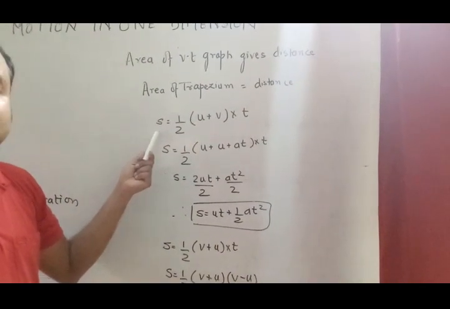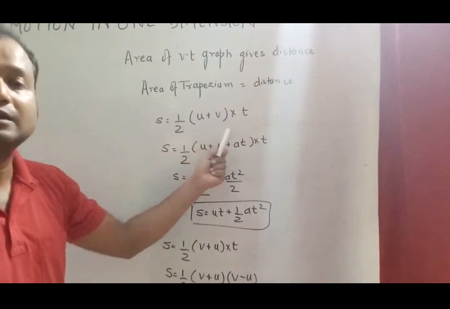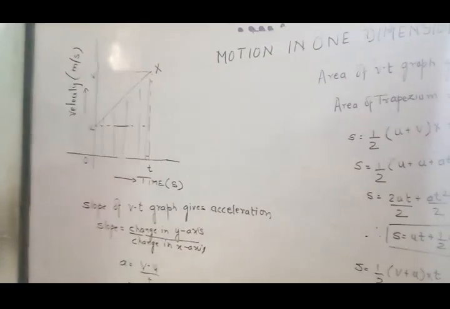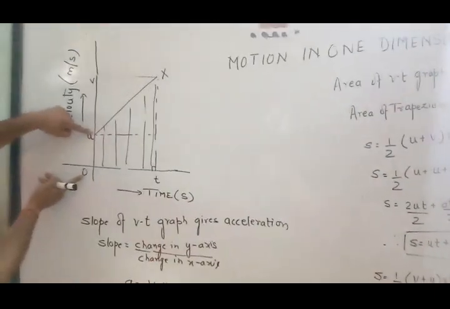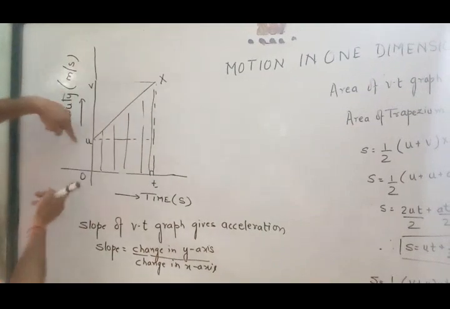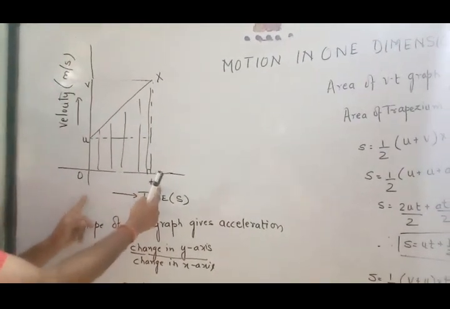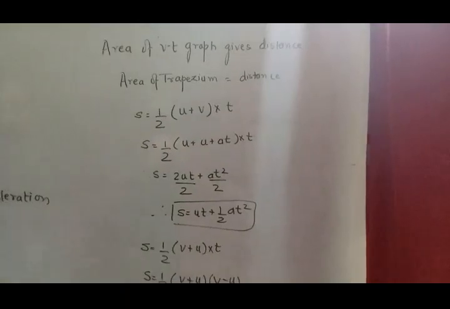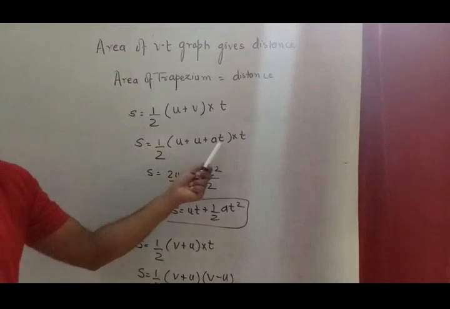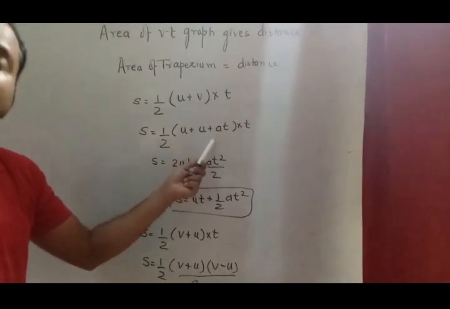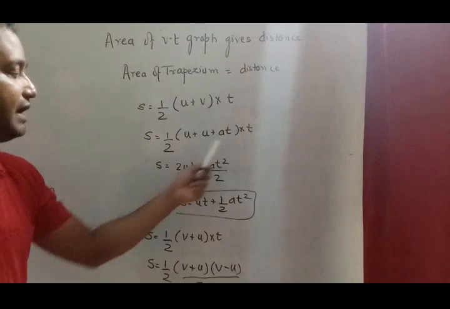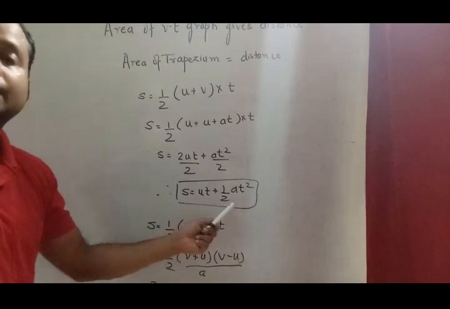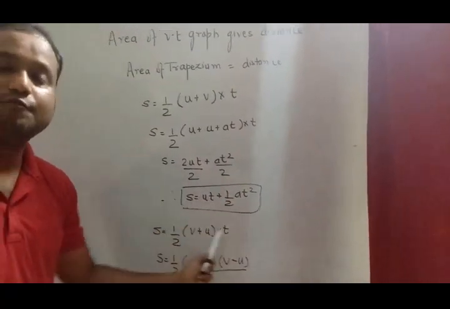And the area of a trapezium, as we know, is half the sum of parallel sides multiplied by the perpendicular distance. As you can see, the parallel sides over here are this U and this V. These are parallel sides, and this is the perpendicular distance T, which I have written over here: half U plus V multiplied by T. We already have proved that V is U plus AT, which I wrote over here from the first equation of motion. On simplifying this, opening up the bracket and simplifying, we get S equals UT plus half AT squared, which is the next equation of motion.